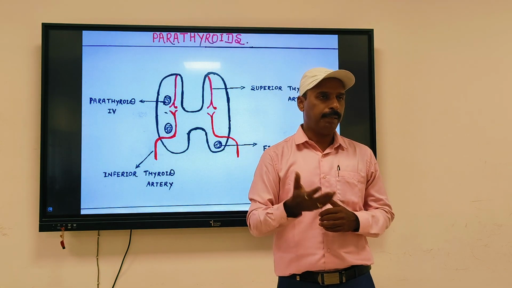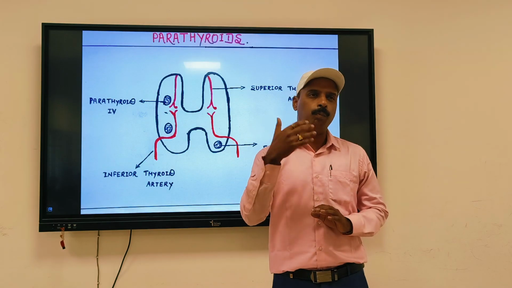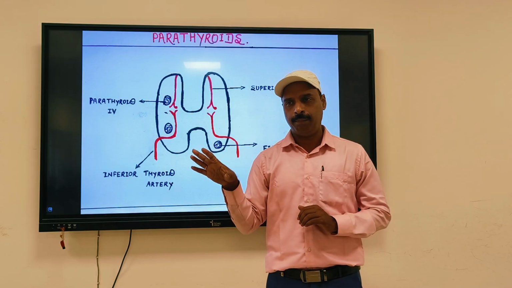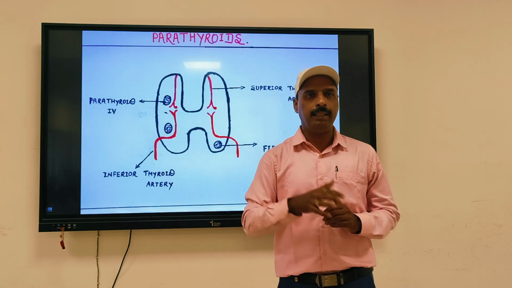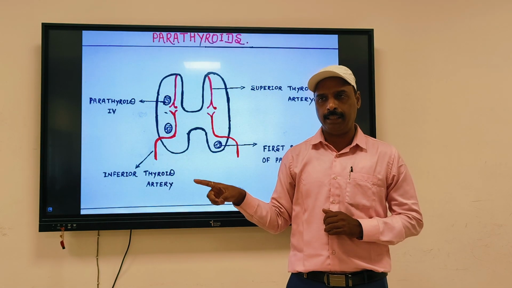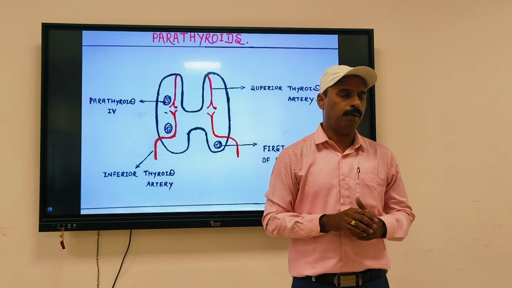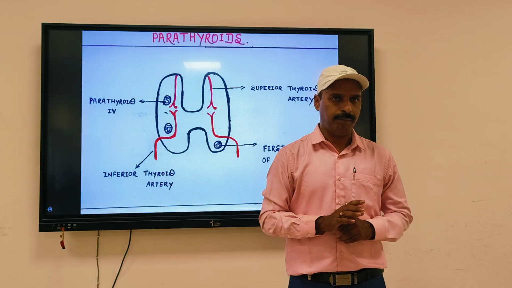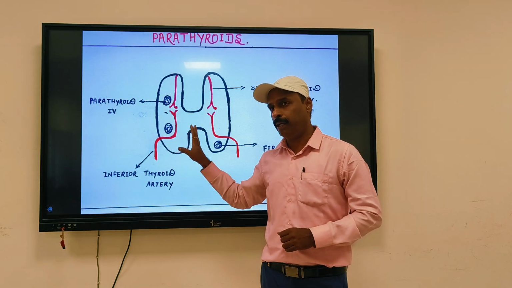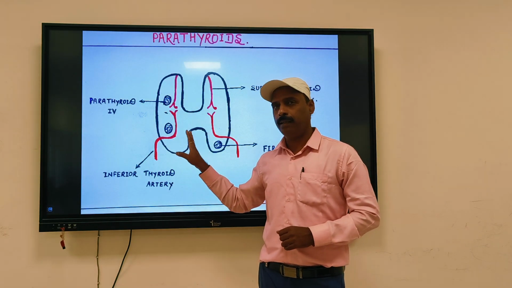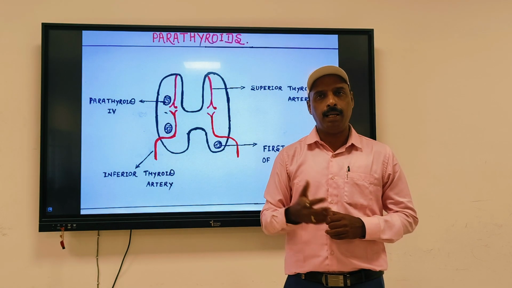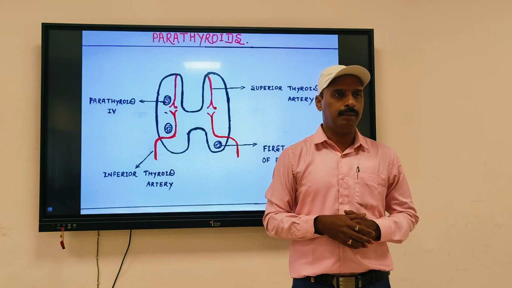Hyperparathyroidism. Hyperparathyroidism means what? It will remove more and more calcium stored in the bone and add it to the blood, and the blood calcium level will increase. That circulates, reaches and is filtered by the kidney, and there is a chance of kidney stone formation. For kidney stone formation, you have to assess the parathyroid hormone, because in hyperparathyroidism, people may suffer with kidney stones.